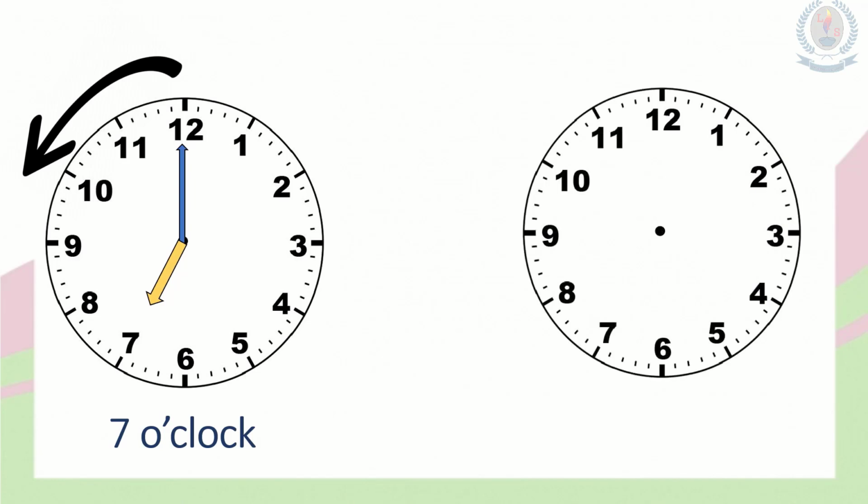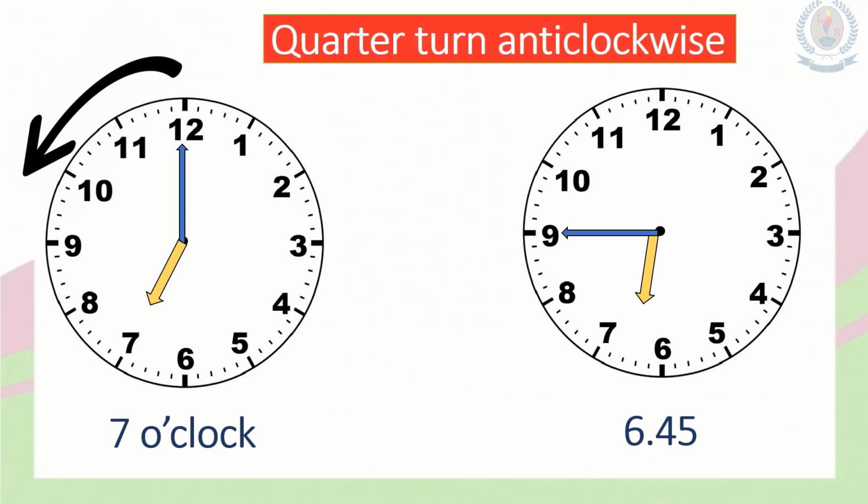Now the short hand has to move from number 7 toward number 6. And the long hand moves from number 12 to number 9. Now what is the time? It is 6:45 or quarter to 7. We can say this is a quarter turn anticlockwise.